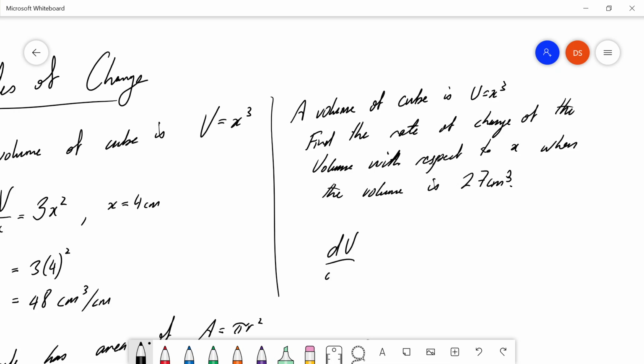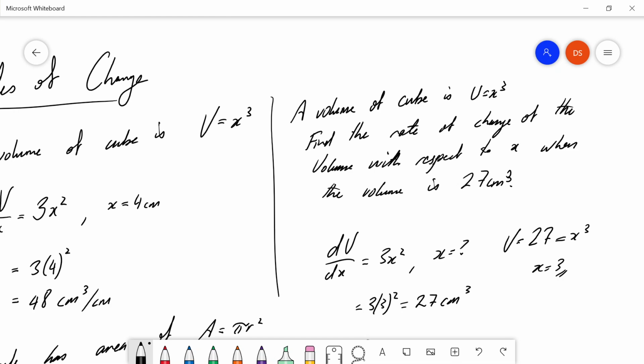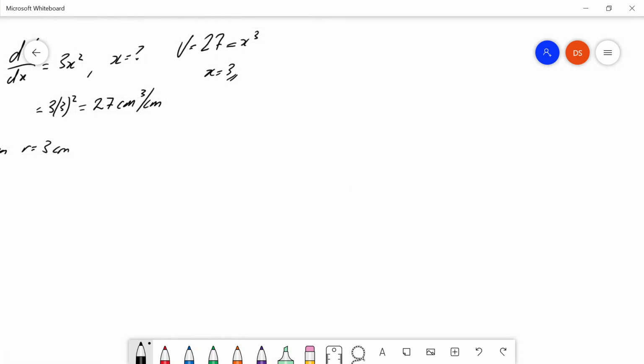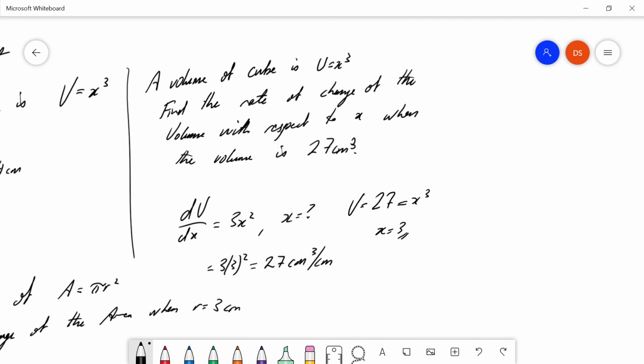We need to differentiate, multiply the power, take 1 off the power, but now we don't know what x value we need to plug in, but we know that v is equal to 27. So v equals 27, what's x equal? Well, we know that v equals x cubed, so x must be 3, so we can substitute 3 into here, and we will find, coincidentally, that the rate of change is also 27 centimeters cubed per centimeter. And that's kind of really nice. And so sometimes you'll need to work out what the x value is based on the volume that's given.